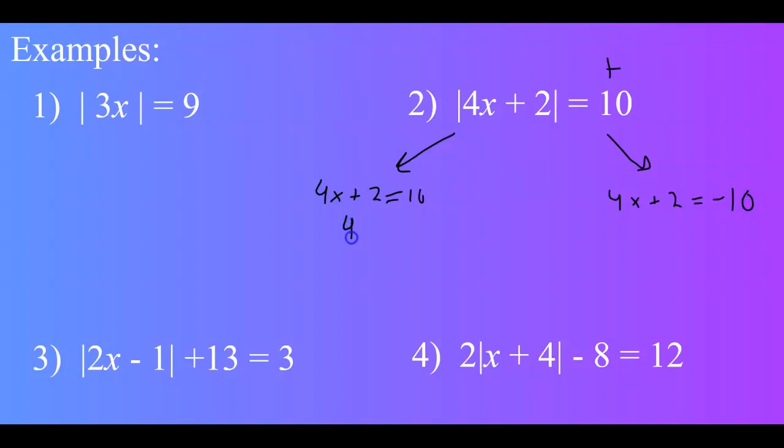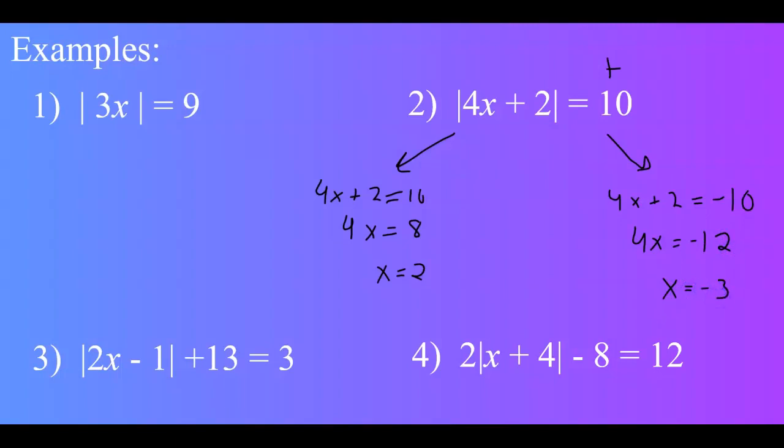So we subtract 2 over here, we get 4x equals 8, divide by 4, so therefore x equals 2. And once again, if you need to pause to write stuff down, please do so. And over here, we subtract 2, that would give us negative 12. Divide by 4, and we would get negative 3.